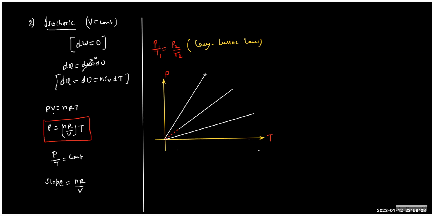And if I draw many such lines, let's say all are expanding, going this way, can you relate the volumes V1, V2, V3? Yes, sir. V3, V2, V1 decrease.